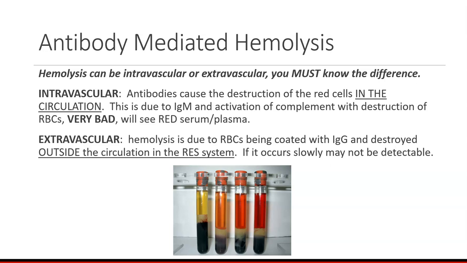Extravascular hemolysis is due to RBCs being coated with IgG and destroyed outside the circulatory system in the RES system. If it occurs slowly, it may not even be detectable. So it takes an extra step for extravascular hemolysis to occur.